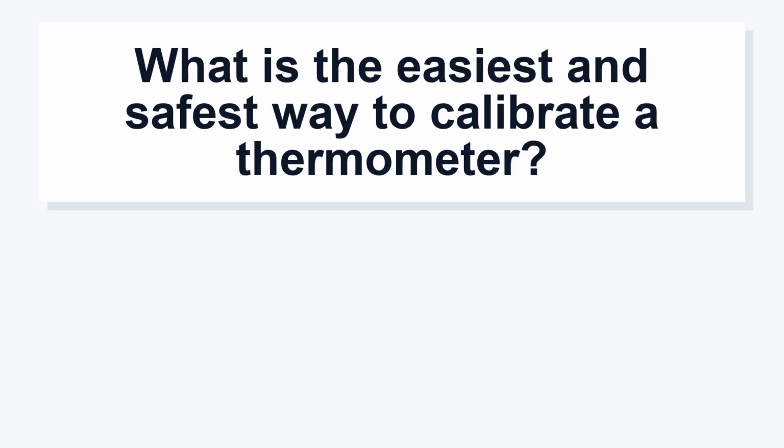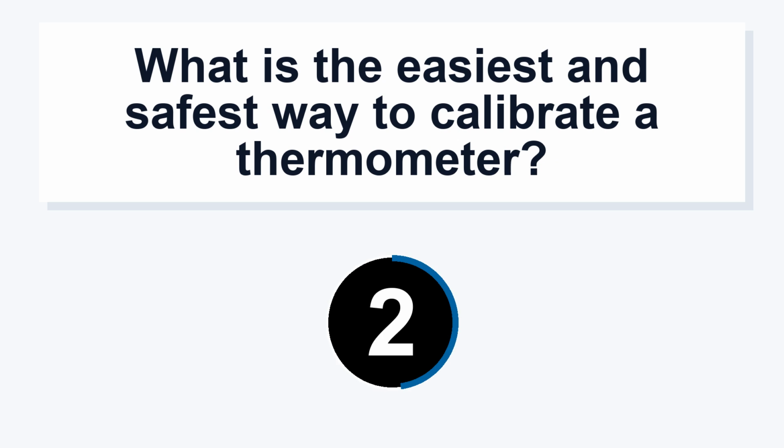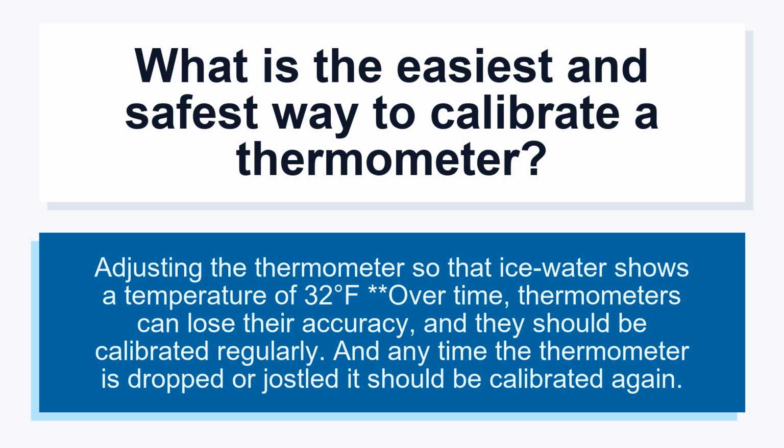What is the easiest and safest way to calibrate a thermometer? Adjusting the thermometer so that ice water shows a temperature of 32 degrees Fahrenheit over time. Thermometers can lose their accuracy, and they should be calibrated regularly. And any time the thermometer is dropped or jostled, it should be calibrated again.